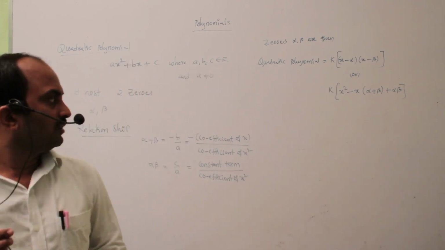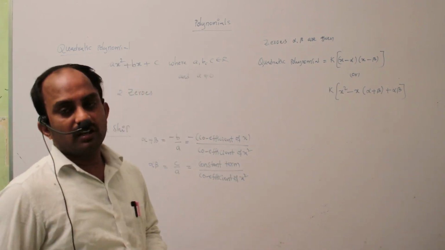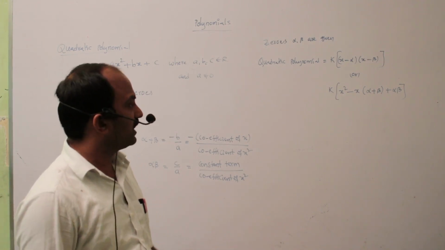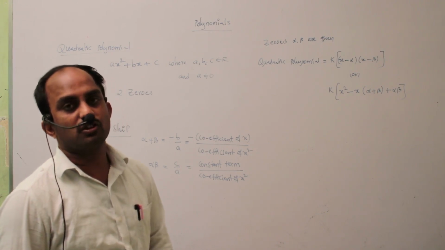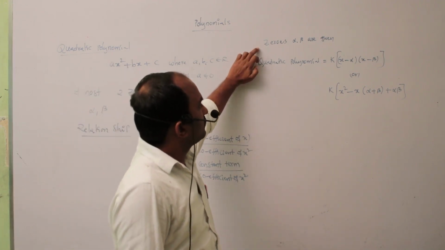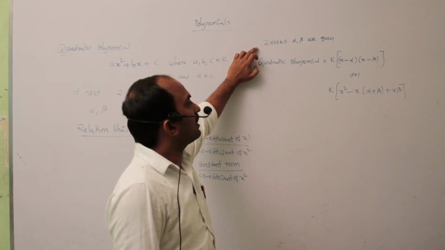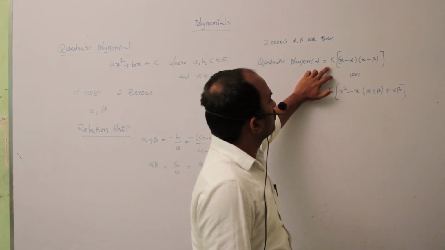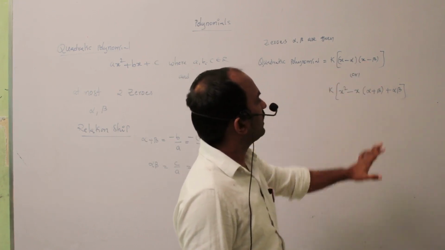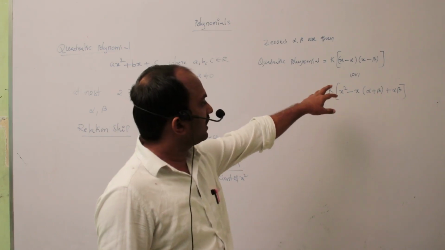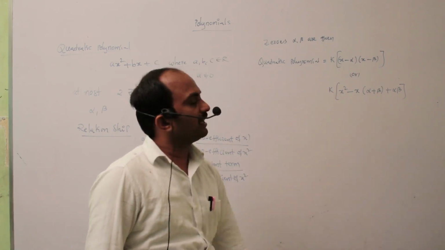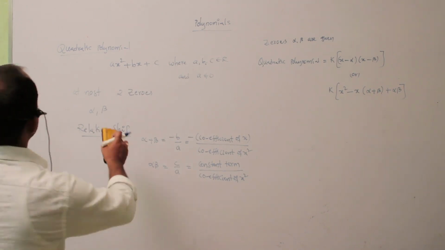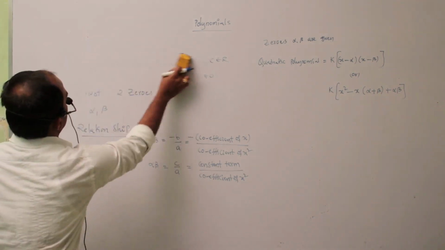Next, in the question, if the polynomial is given, to find the zeros you already know the factorization method. Now in reverse, if only the zeros alpha, beta are given and they are asking for the quadratic polynomial, it is k into x minus alpha into x minus beta. That is k into x square minus x into alpha plus beta plus alpha beta. This is about quadratic polynomial.